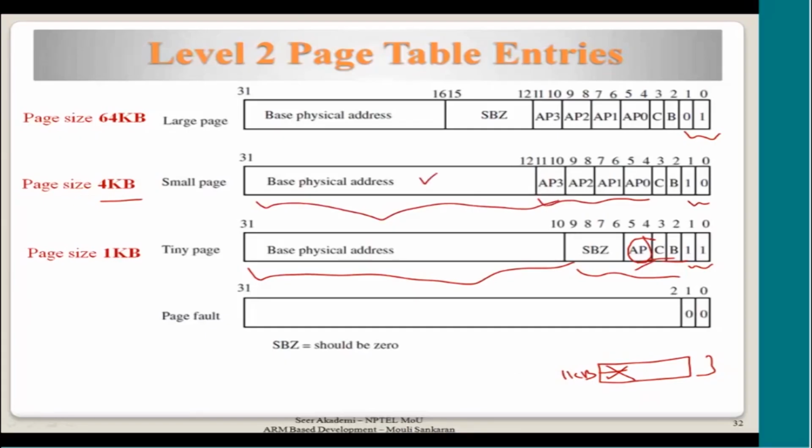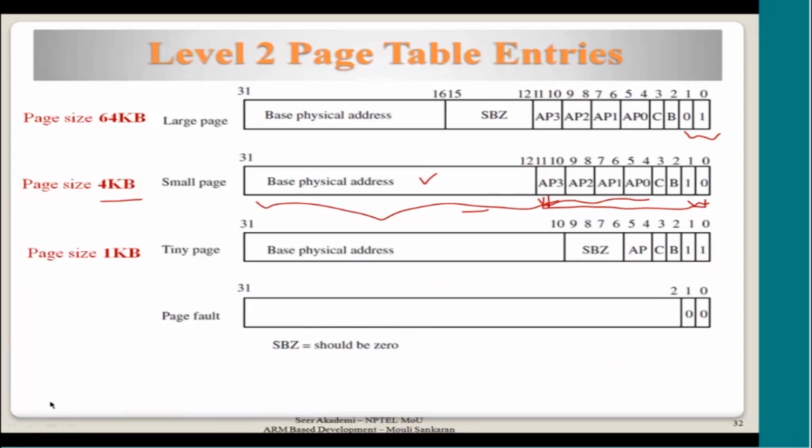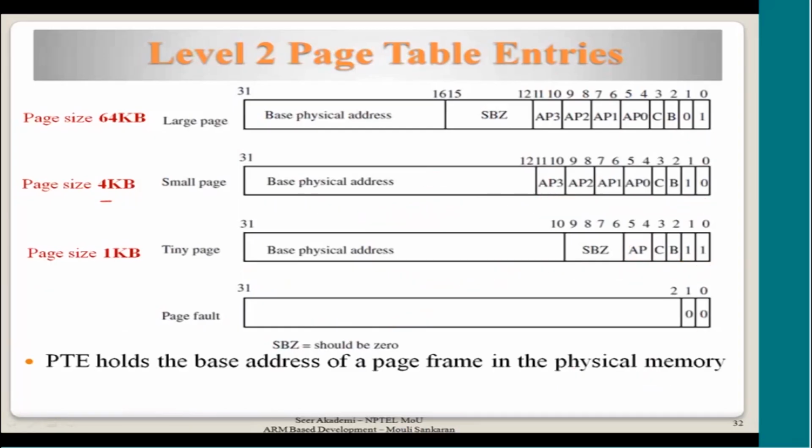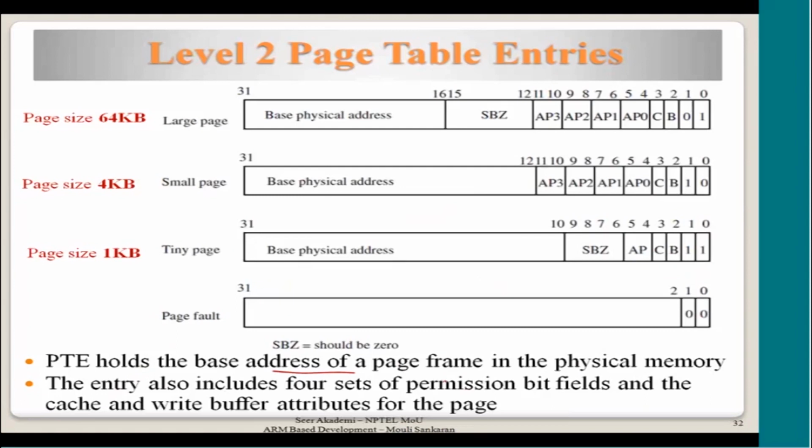So the base address is given for a page, and the rest of it is used for access permission or other fields, not part of the address. Only this part is actually filled by the offset coming from the processor address. So the remaining is the page part. If some entries are 00, there is no physical memory present for that address. So the PT holds the base address of the page frame, and the entry also includes 4 sets of permission bit fields and the cache and write buffer attributes for the page. So each of them will be mapping from the lower address to the higher address. Okay, I hope this is clear to you.